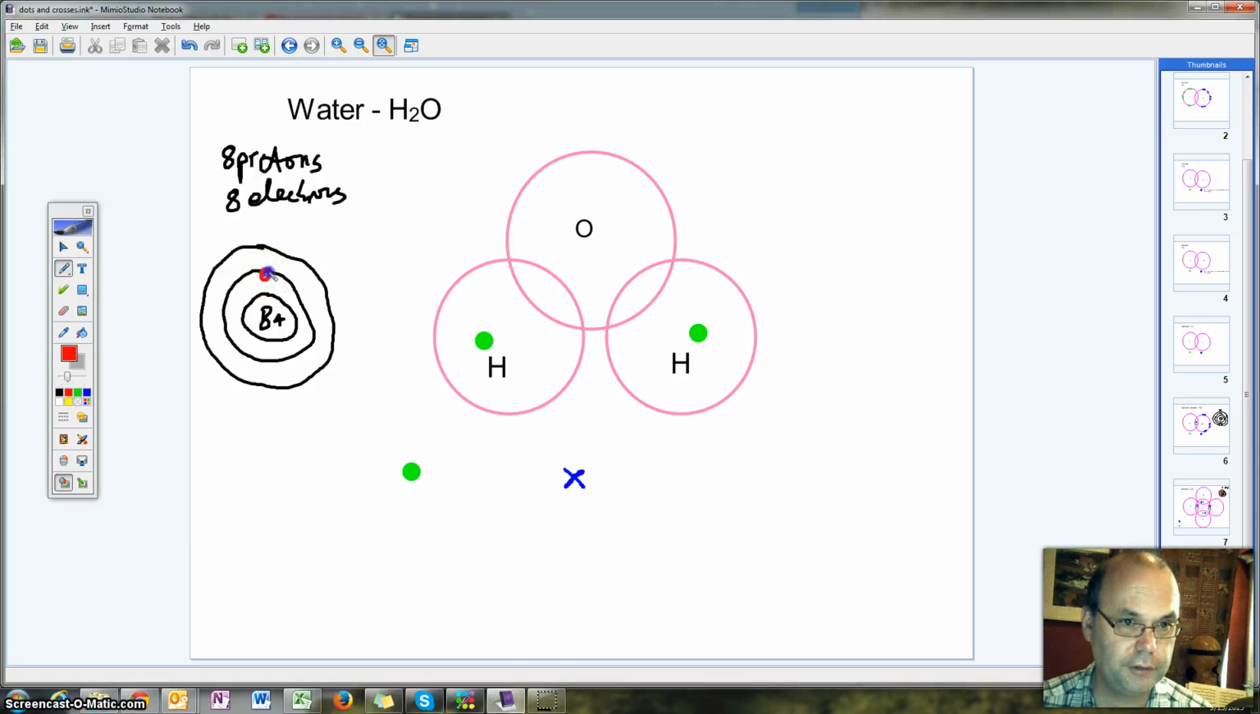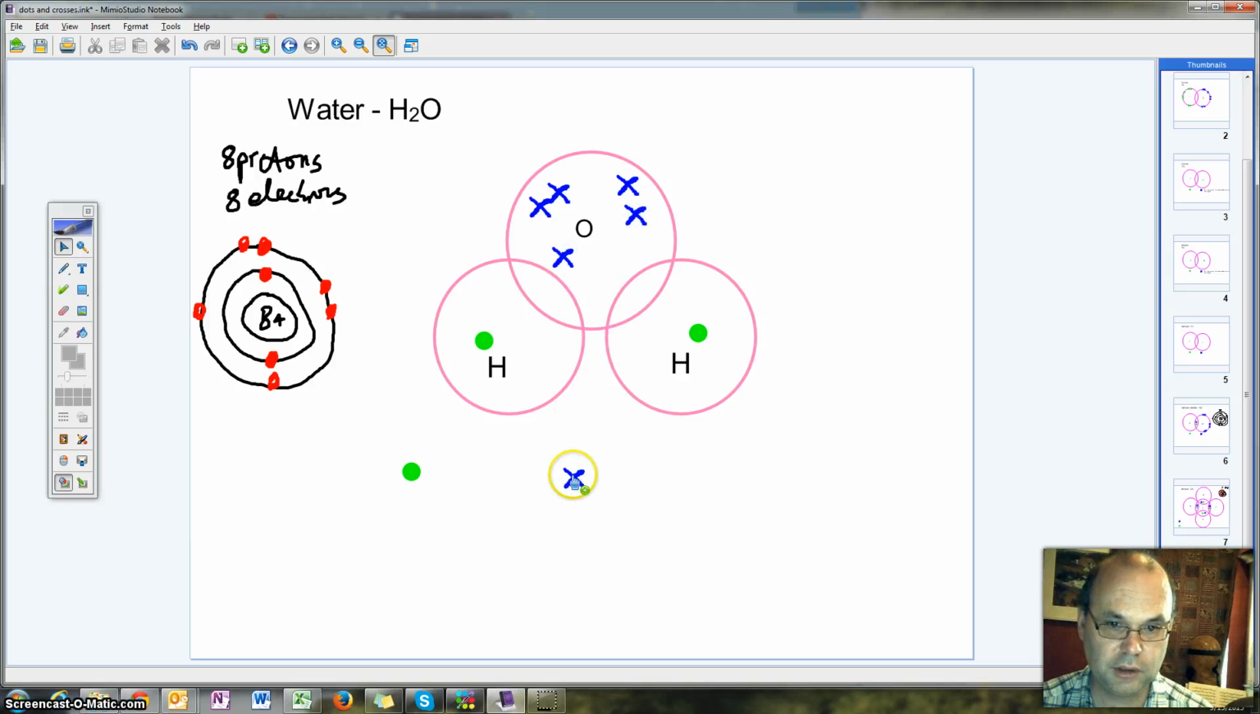So 2 go in the first energy level, and then it's full. So the rest have to go in the next. So that's 3, 4, 5, 6, 7, 8. So how many electrons are there on the outside, on the valence shell of oxygen? There's 1, 2, 3, 4, 5, 6. So let's put 6 crosses in oxygen.